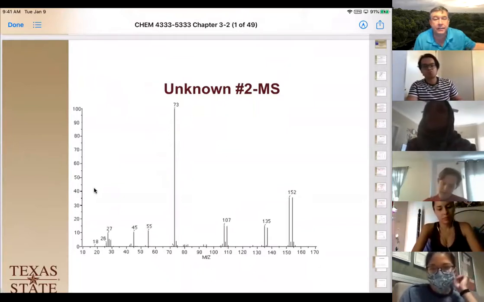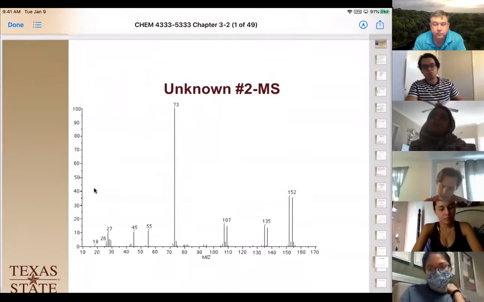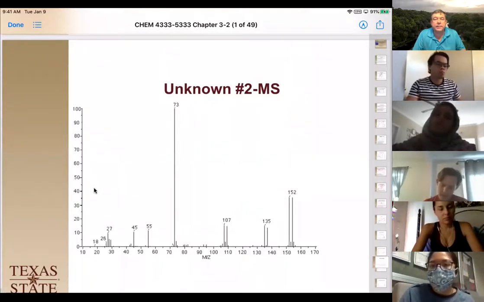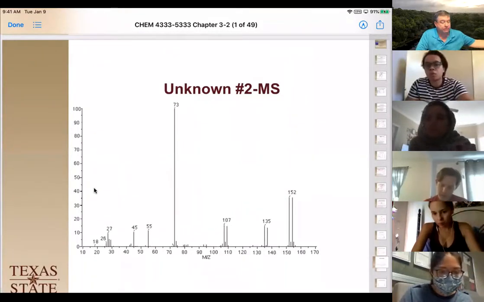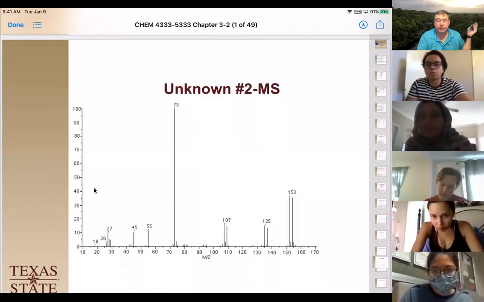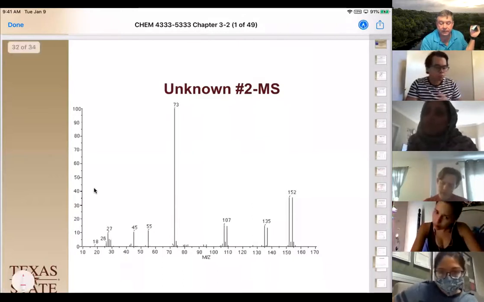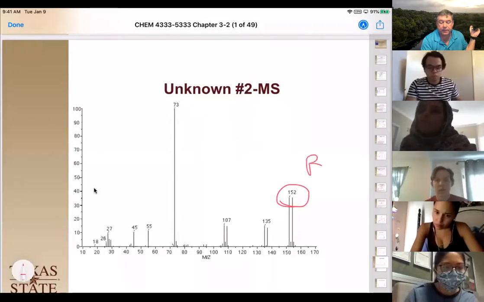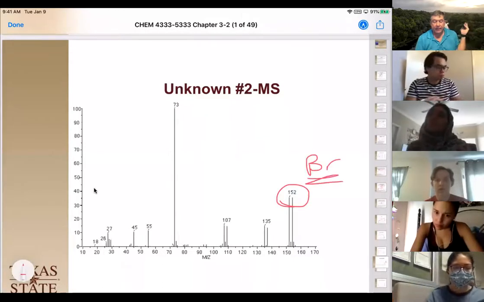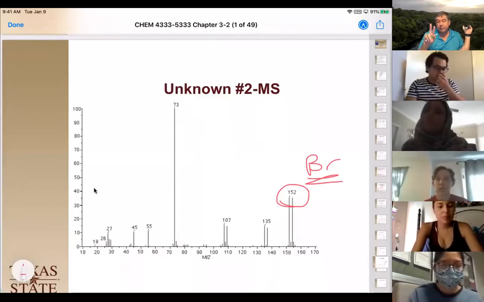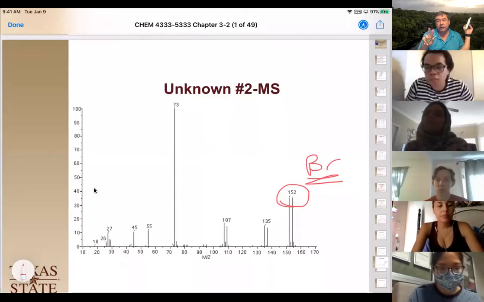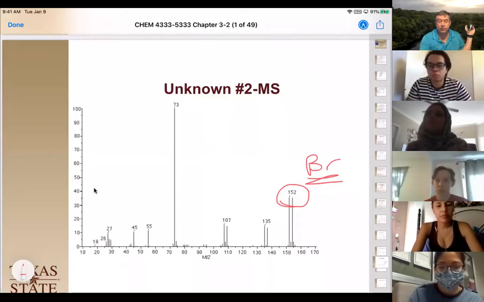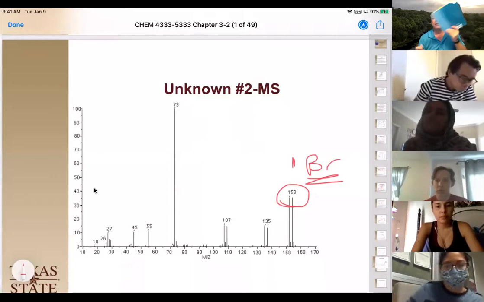And then a fragment at 73 is our major. Okay. What's the first thing we notice about the mass spec? Bromine. Yeah, this is the classical bromine peak here. Okay. And because they're even, that means we only have one bromine. So we only have one bromine.